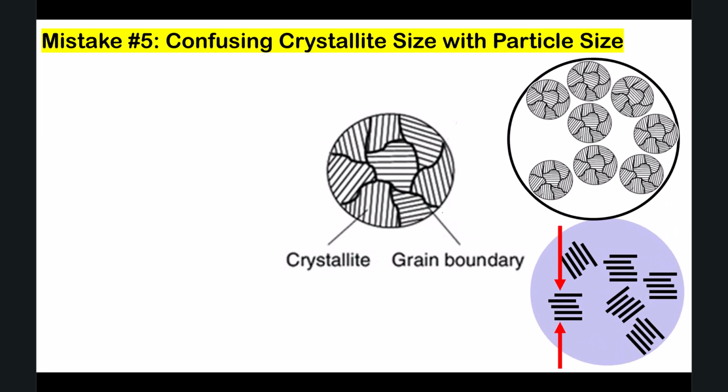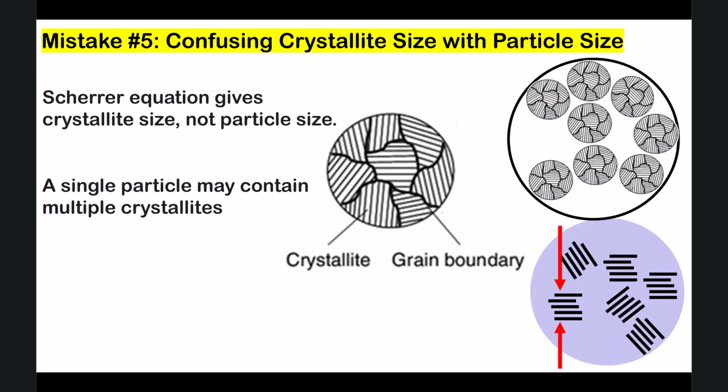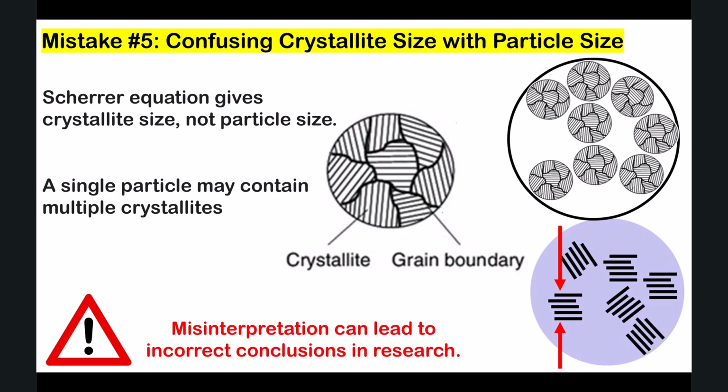Now, a very important conceptual point. The Scherrer equation gives you crystallite size, not particle size. A single particle can contain multiple crystallites, so if you interpret it as particle size, you may draw incorrect conclusions.